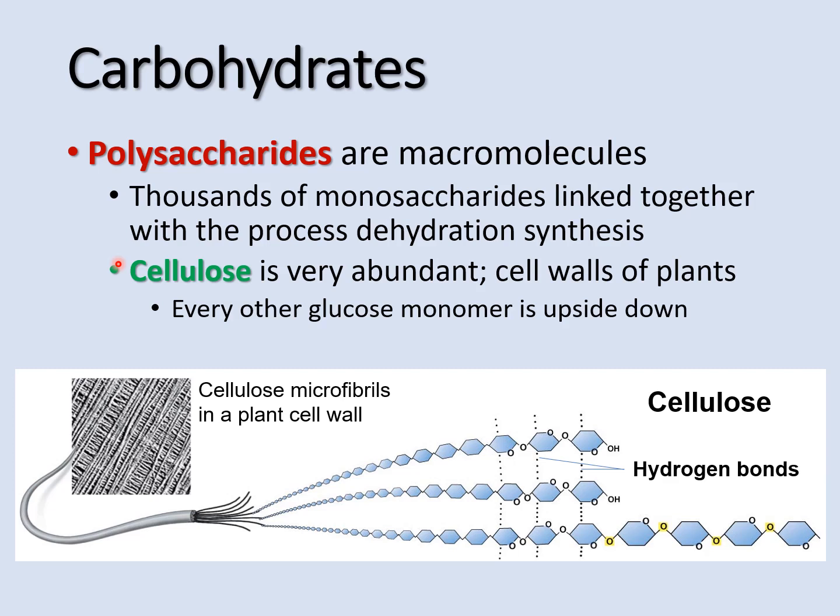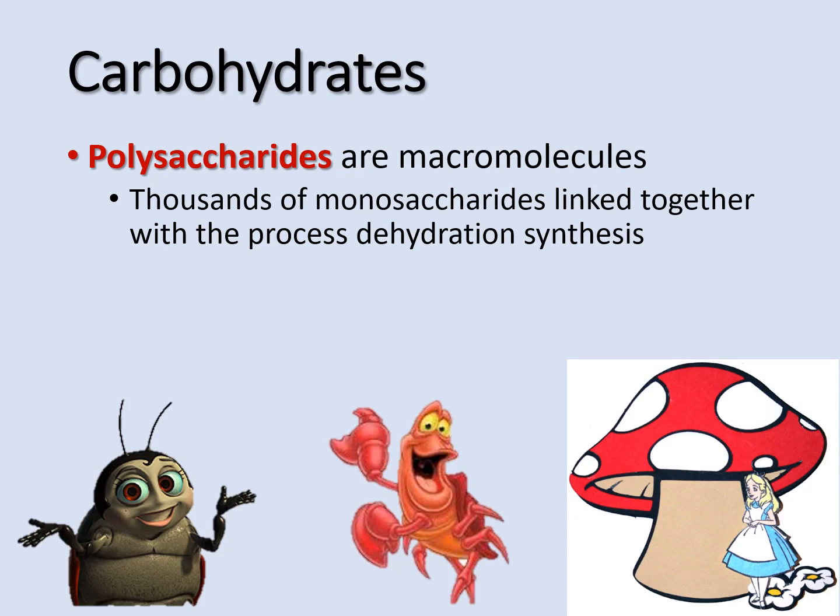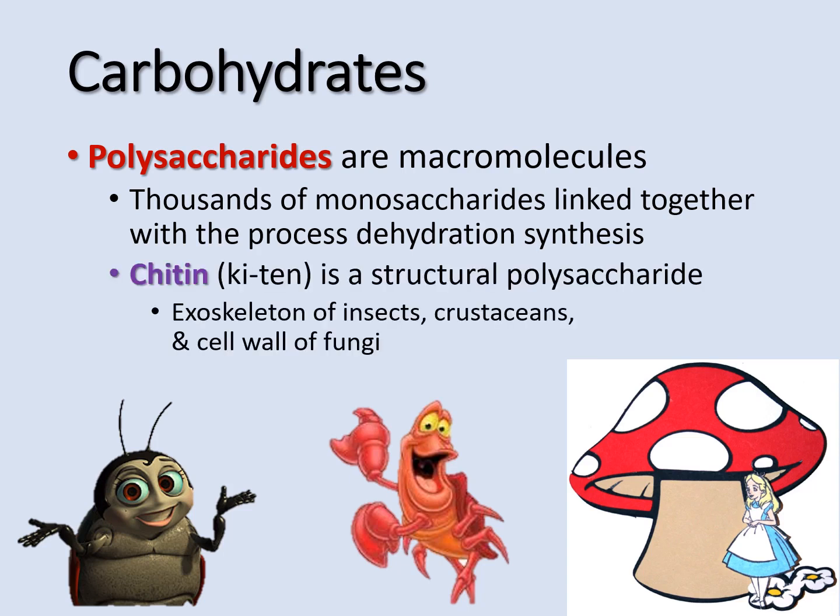So another polysaccharide is cellulose. So cellulose is actually used as a structural component of the cell wall of plants. So again, it's a chain of glucose monomers, but they're stuck together slightly differently. So every other glucose is flipped upside down. Okay, so it's a slightly different connection between the glucose molecules. So that's why it's different from starch. So it's very abundant in those cell walls of plants. Okay.